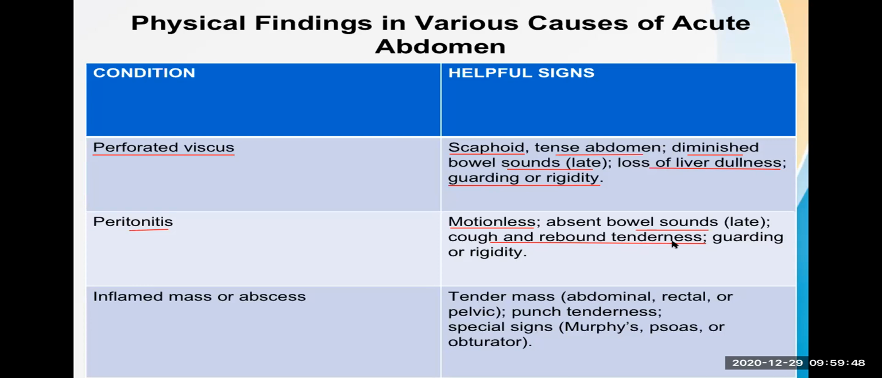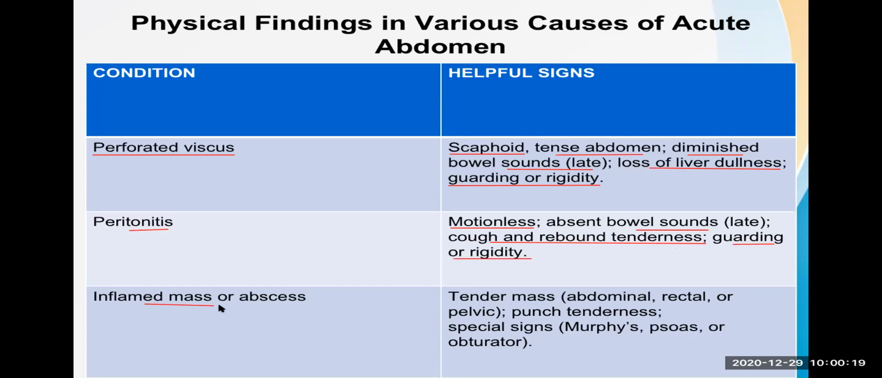And the meaning of rebound tenderness is, when you do the tenderness test, means we press that area, there will be pain, there's no doubt. But when we remove our finger, the peritoneum will jump back to its original position. That will cause even more pain. This is known as rebound tenderness. And again, guarding and rigidity would be there.